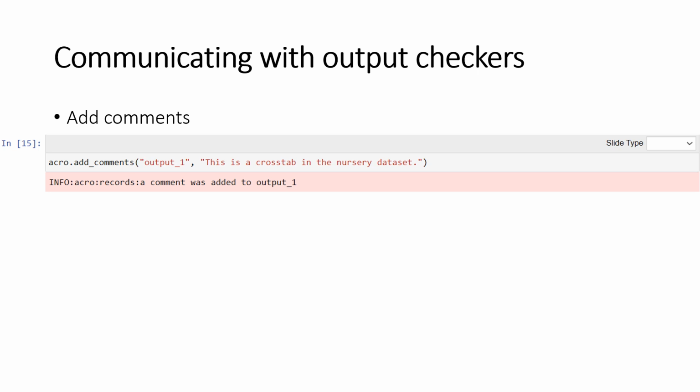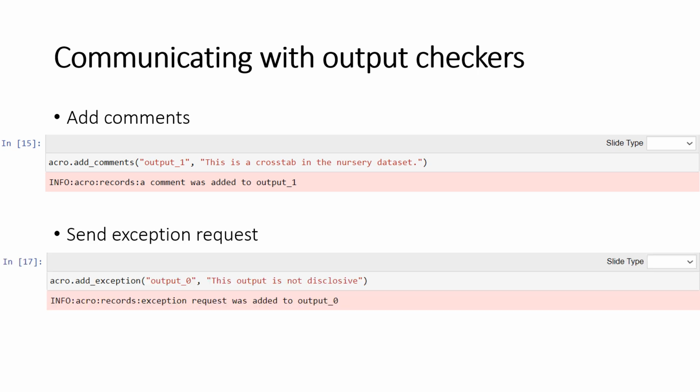There are other functions that allow you to communicate with the output checkers by adding comments or a text description that provides some context to the outputs, or by sending an exception request if the output is disclosive but you think you have reasoning for that. For example, you may want to ask for an exception if you think that some zeros are structural and are not actually disclosive.